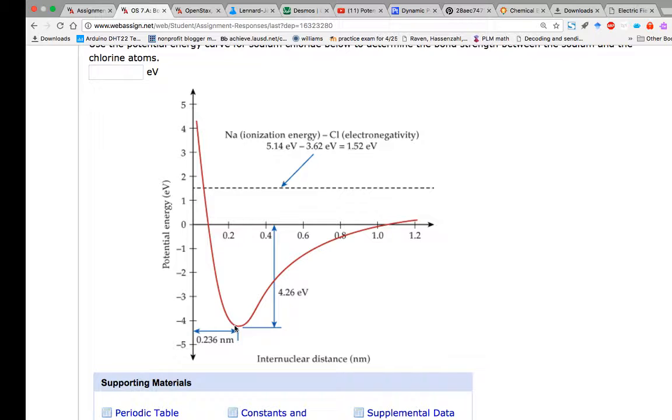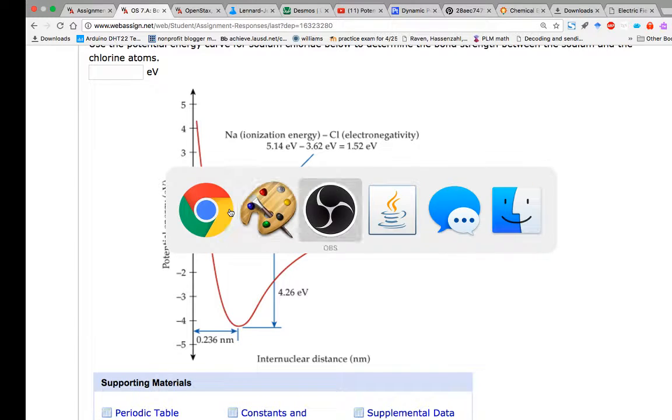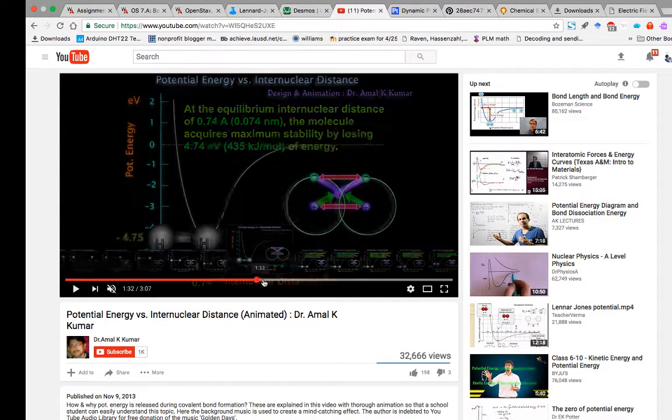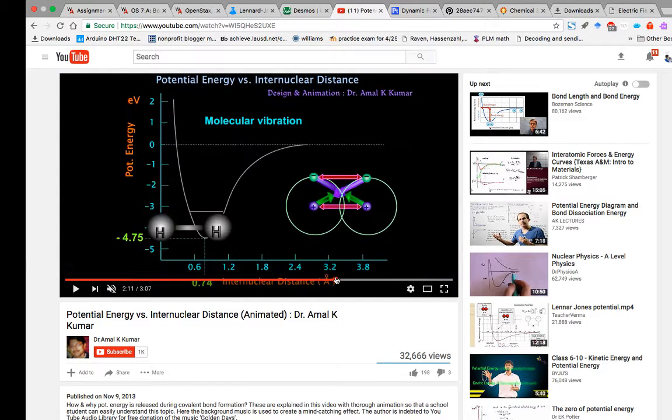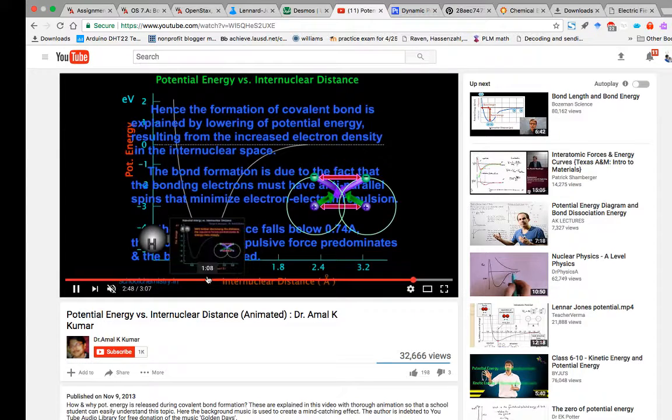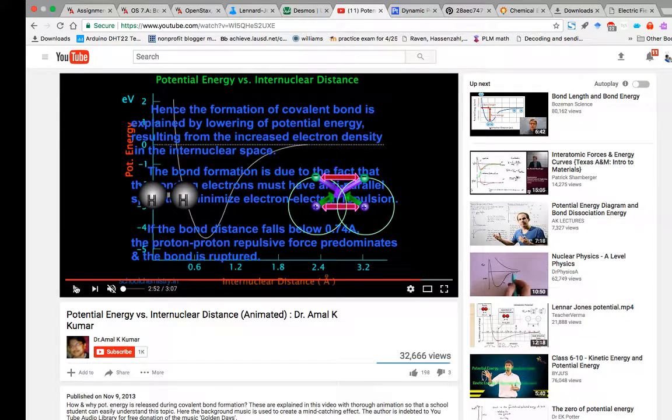Okay? So, let's see. What if you squeeze those two atoms even closer, so they're 0.2 units apart, 0.1 unit apart, or even closer? Let's see what happens in the YouTube video. So, coming closer to each other. Right around here, they show you right here. See, these atoms are coming closer to each other.